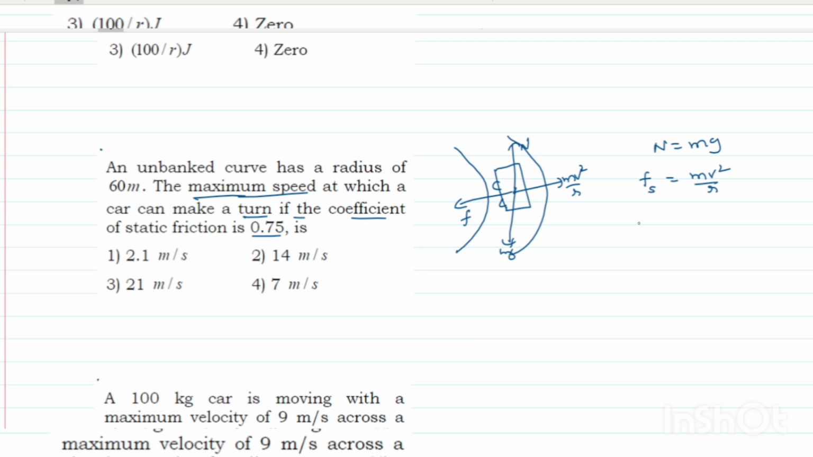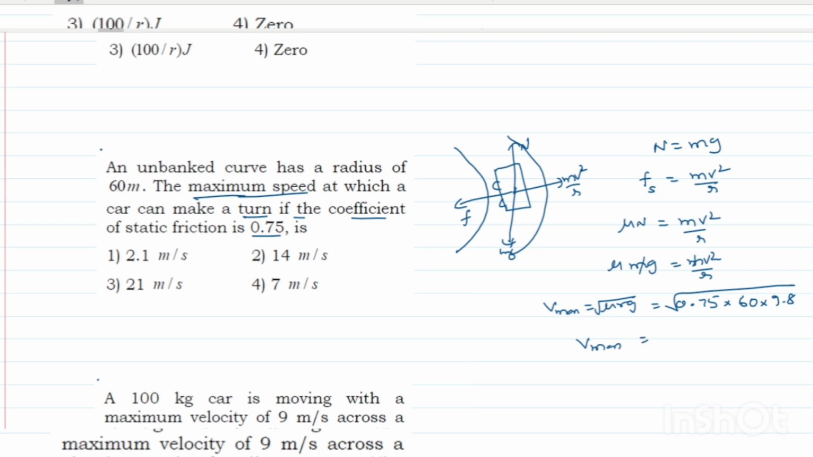So the static frictional force, which equals mu into N, equals mv square by r. N is nothing but mg, so mu mg equals mv square by r. The m gets cancelled, and the maximum speed formula is the square root of mu r g. Mu is given as 0.75, radius is 60 meter, and g is 9.8, all under root. Calculating this value, we get 21 meter per second.